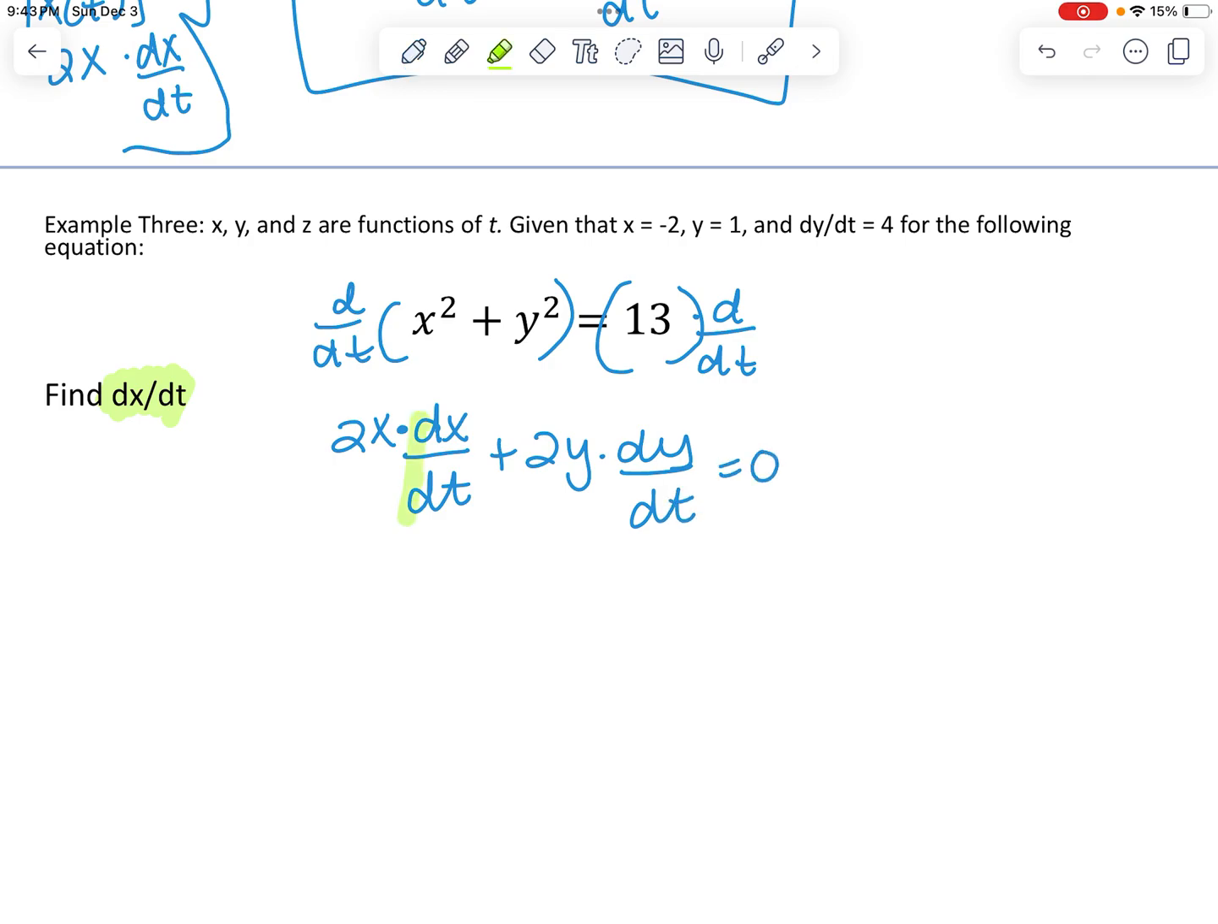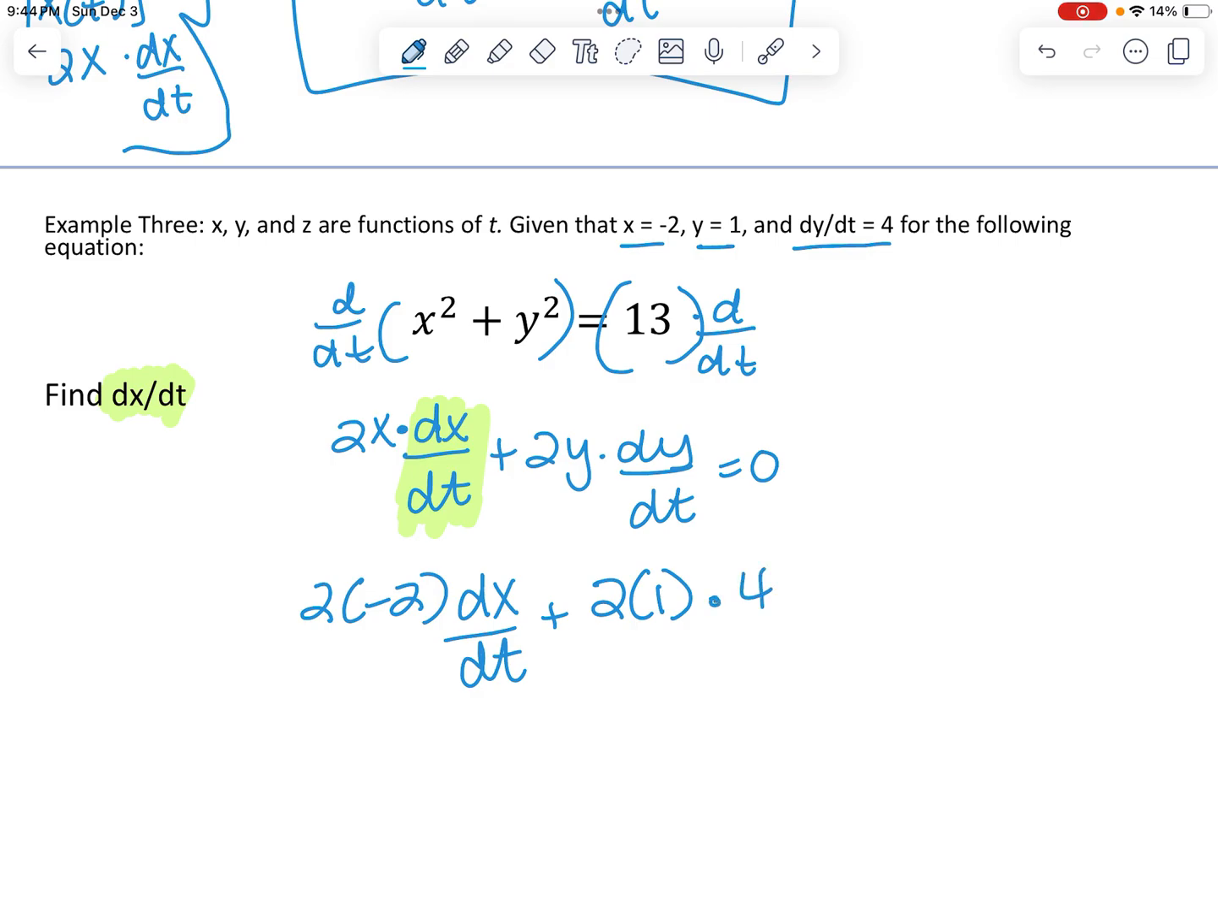And so this is what we need to figure out, dx dt. But the thing that's easier about these problems than what we were doing with implicit differentiation in Unit 3 is we know a lot more about values here. And so you don't have to solve for dx dt. You can just go ahead and plug in what you know about everything else. For example, we know that x equals -2. We know that y equals 1. And we know that the derivative of y with respect to t is 4. And so I'm just going to plug in everything I know. So I'm going to do 2 times x, which is -2, times dx dt, which I don't know, plus 2 times 1, because that's y, times 4 equals 0.